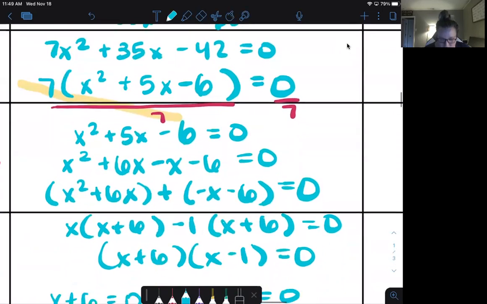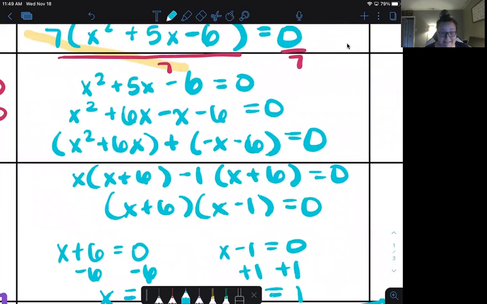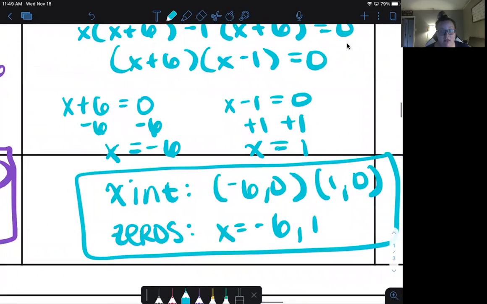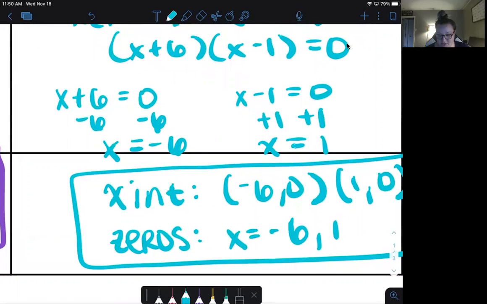Then I factored x squared plus 5x minus 6. I got x plus 6 times x minus 1 equals 0. Of course, I have x equals 0 at every single step. And then I set x plus 6 equal to 0. I set x minus 1 equal to 0, solved for x, and got -6 and +1.